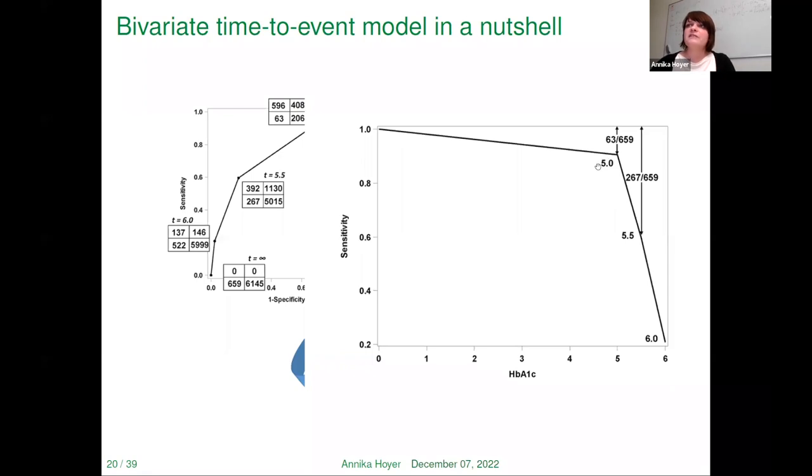We have our first diagnostic threshold, 5.0. And in the contingency table it is reported that we have 63 false negative results. So for 63 study participants, the HbA1c test was negative, but the persons were diseased. So they were tested false negative. And that means we have 63 study participants that were classified false negative.